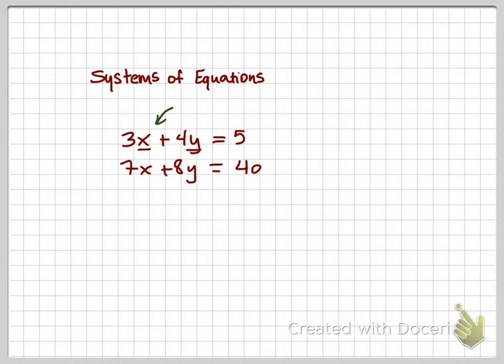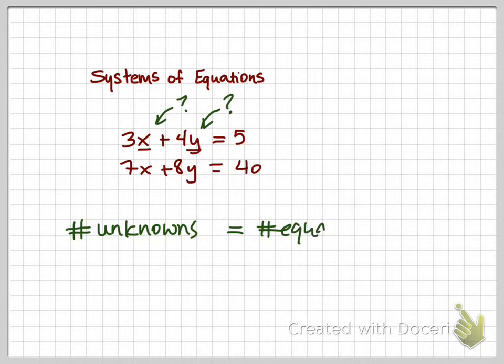So the general rule is that for every unknown that you have, you need an equation. So your number of unknowns, which is your variables, has to equal your number of equations. Otherwise you can't solve it. So in this case we have two unknowns, we have an x and a y. We have two equations. So we could use these equations together to solve for your x and y.